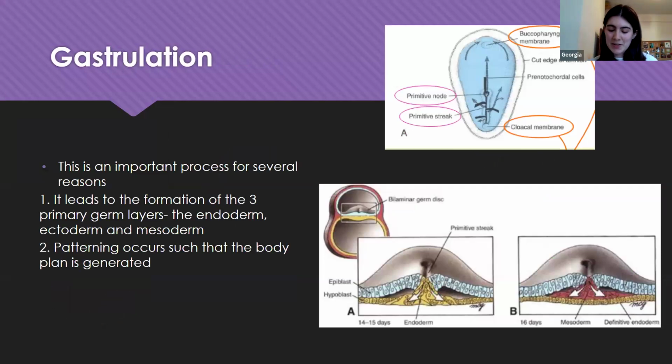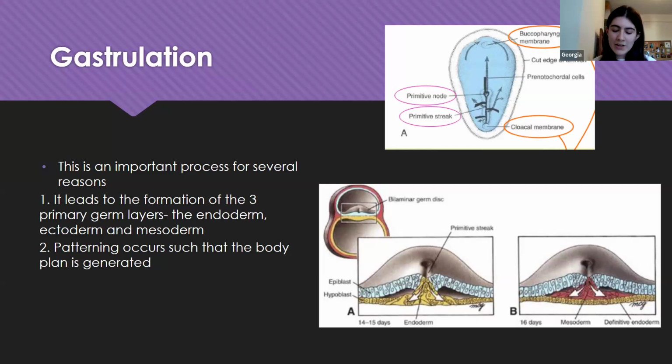Right, so next up is gastrulation, and this is one of the very important processes in embryonic development. It's one I have seen on previous exam papers, so I thought we'd spend a bit of time here. So this is the process by which the bilaminar germ disc becomes 3 layers, the primary germ layers. But it's also when patterning of the cells occurs to generate the body plan.